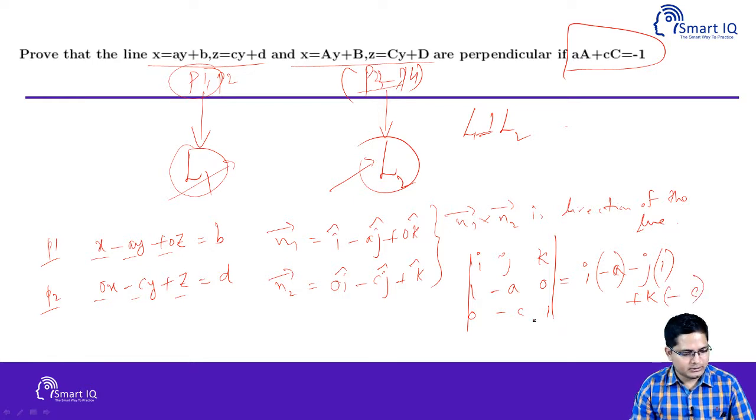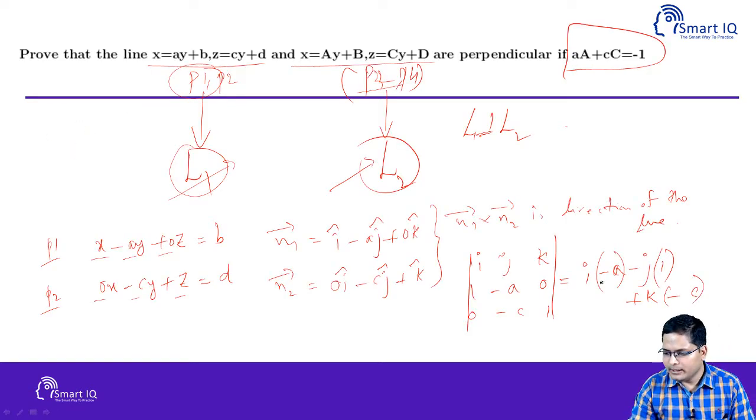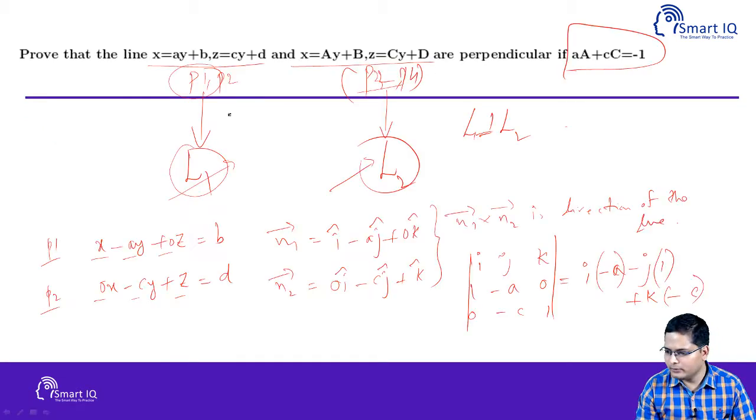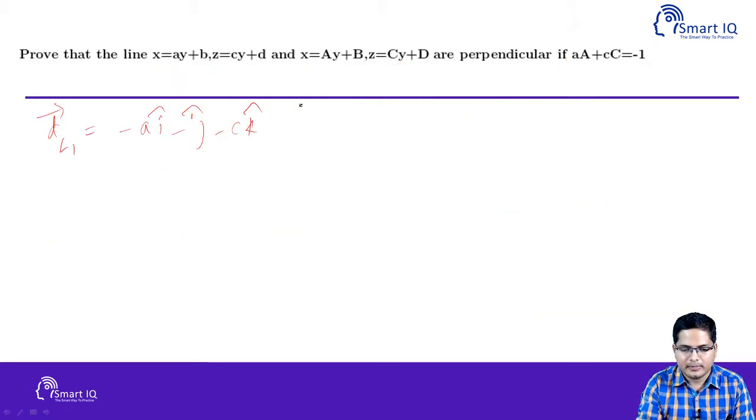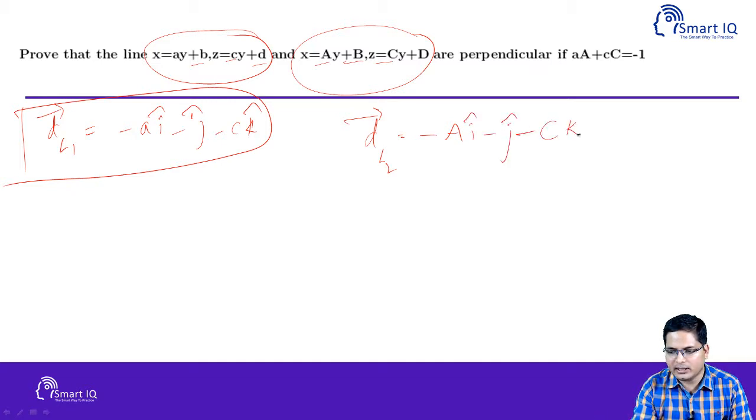So basically I will just go to the next slide. The direction of L1 is nothing but minus a i cap minus j cap minus c k cap. This is the direction of the first line. What is the first line? The first line is the line formed by the meeting of these two planes. Can you guess what is the direction of the second line? It's very easy, right? Instead of small a, you have capital A here. Instead of small b, capital B. Small c means capital C. Wherever small letters are there, replace them with their corresponding capital letters. So the direction of line 2 is minus capital A i cap minus j cap minus capital C k cap.